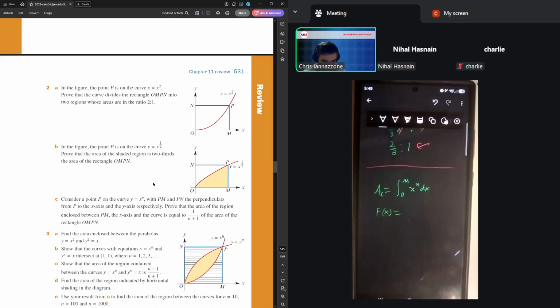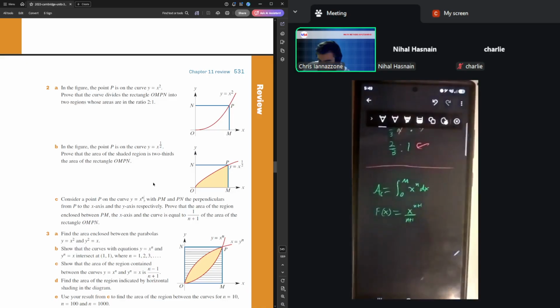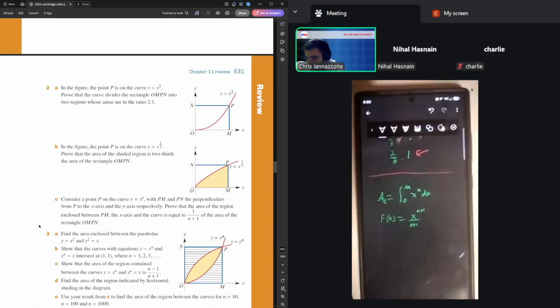x to the n plus 1 over n plus 1. Perfect. In fact, that is literally exactly what's written on your formula sheet, which is why this one ends up being easier rather than harder than the other question.